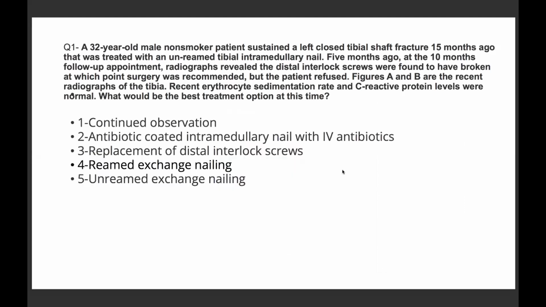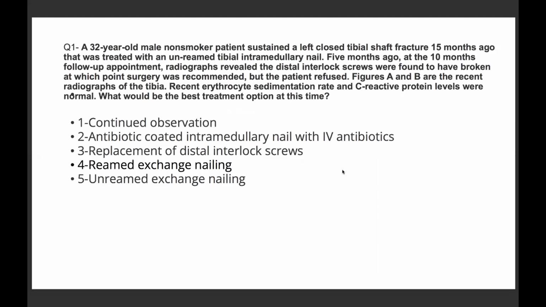Okay, so our options are continued observation. And another thing about the options: always in the exams in general, some options they are trying to steer you very clear from just to fill up the gap. So don't overthink, just take it simple and try to see.